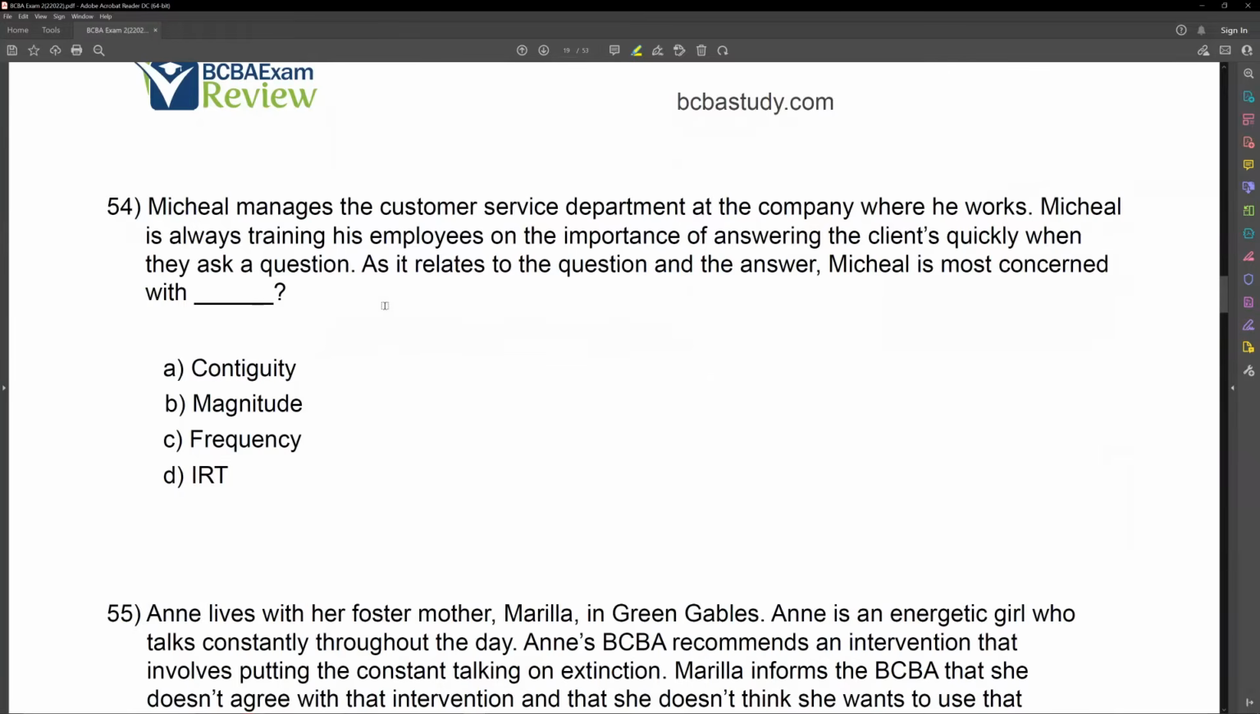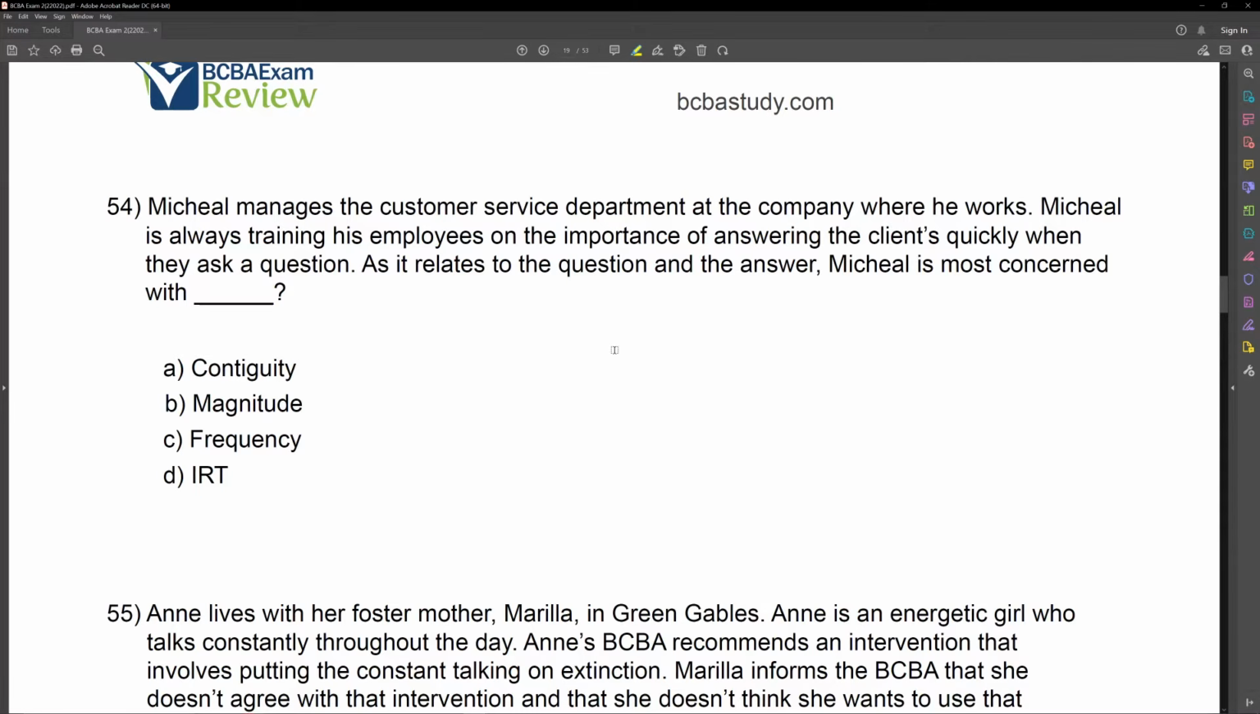54. Michael manages the customer service department at the company where he works. Michael is always training his employees on the importance of answering the clients quickly when they ask a question. As it relates to the question and the answer, Michael is most concerned with what? What does Michael want to do? Michael wants to speed up his employees, right? They need to answer the client quickly. So from the time that the client asks a question to the time the employee answers the question is what we're concerned with.